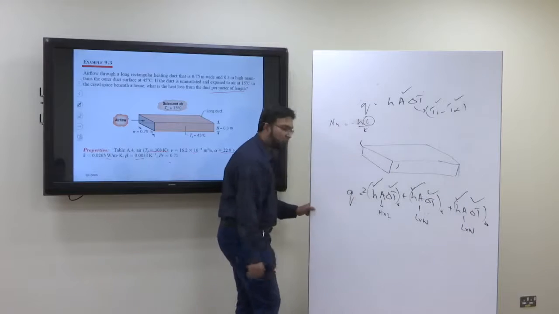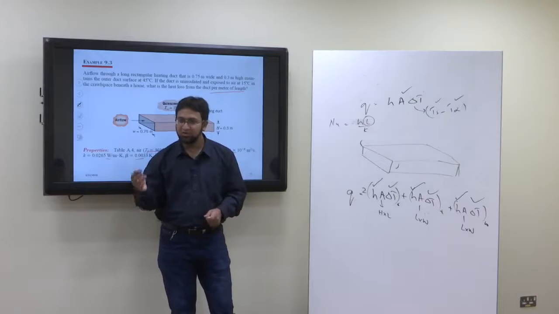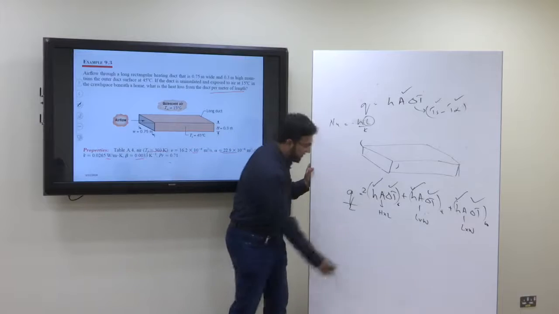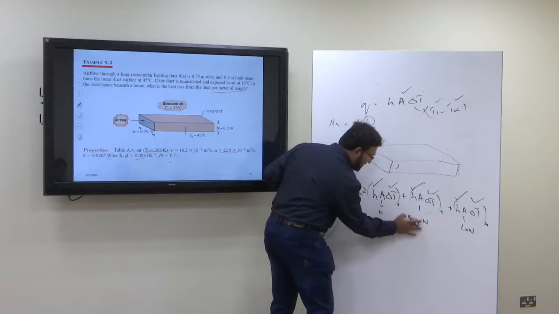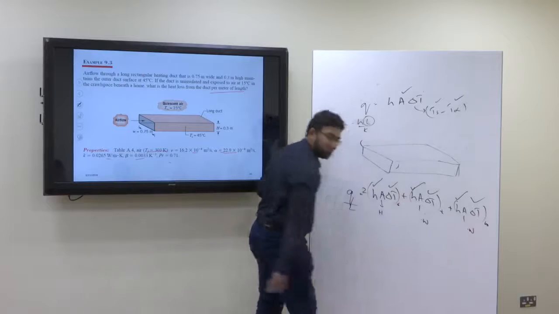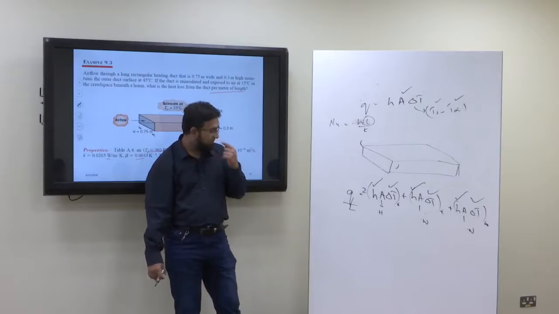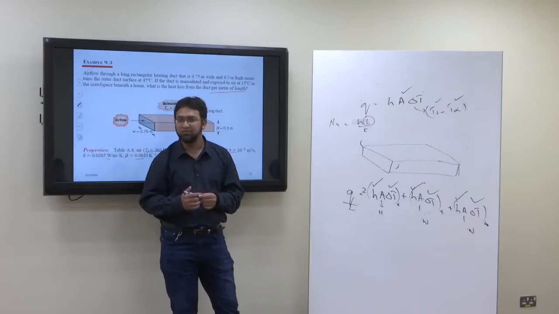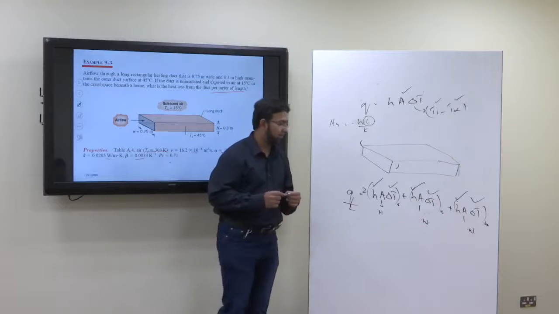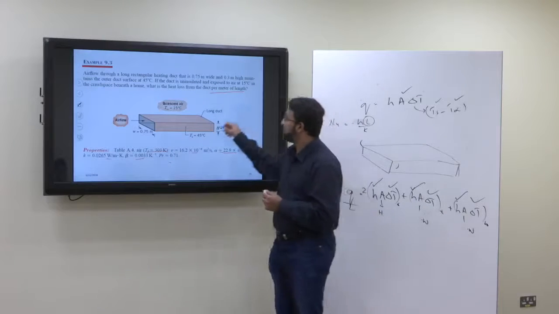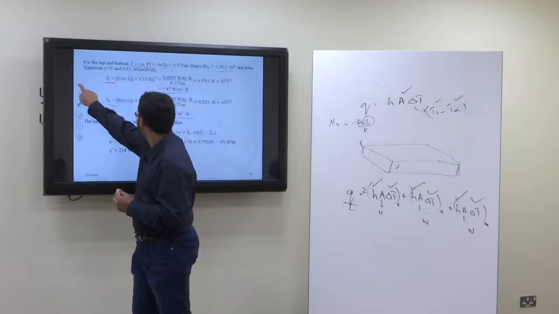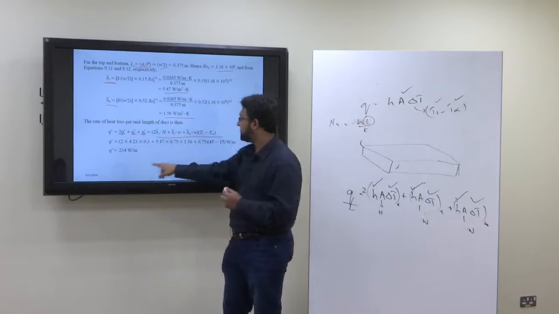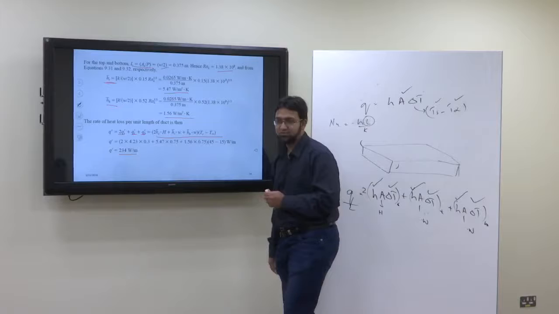Now here we do not need the total heat Q, we need Q per unit length. So let's do it per unit L. So L here will cancel, L here will cancel, L here will cancel, right? Now we know everything, so I will find out the Q per unit length. If we do this, altogether it comes out to be 234 watt per meter.